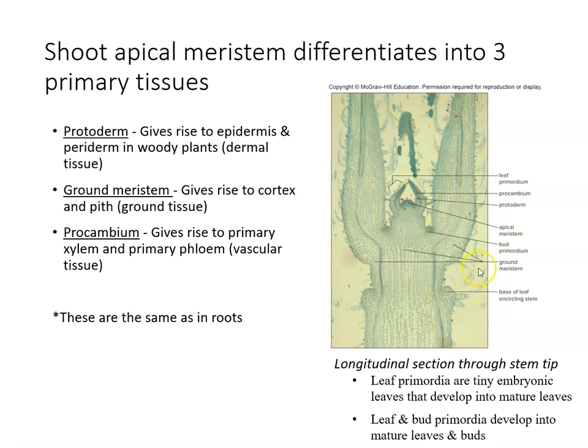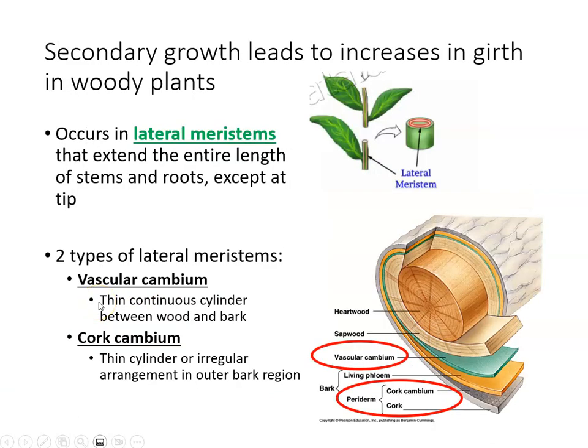Now you wouldn't have to be able to label a diagram like this, don't worry about that, but I do want you to know the content of this information, what each of these types of tissues does for the plant, and how these are all types of apical meristem tissue. All right, so that was how primary growth occurs. But remember, secondary growth leads to an increase in the girth of a woody plant.